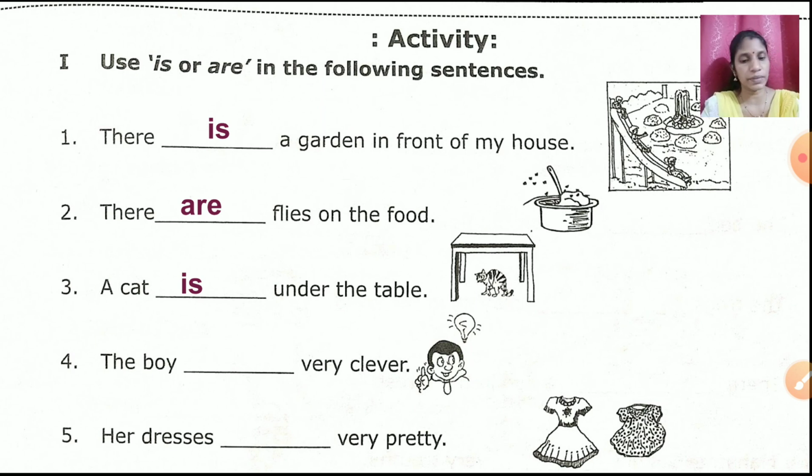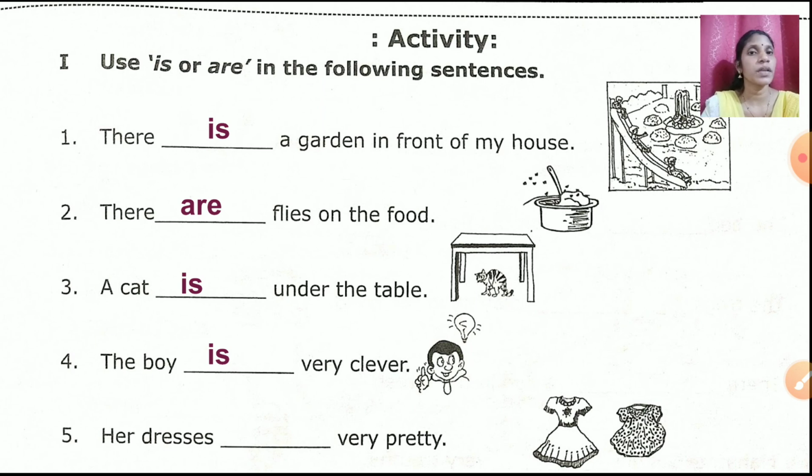Now the fourth one. The boy dash very clever. Here you can see the picture children. There is only one boy. So again, when we are talking about one naming word, that means is. The boy is very clever.